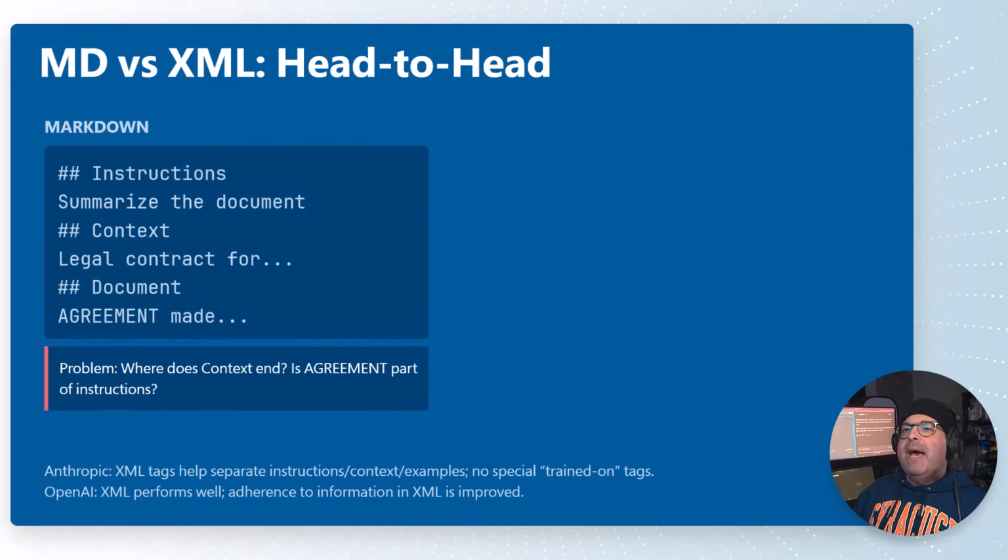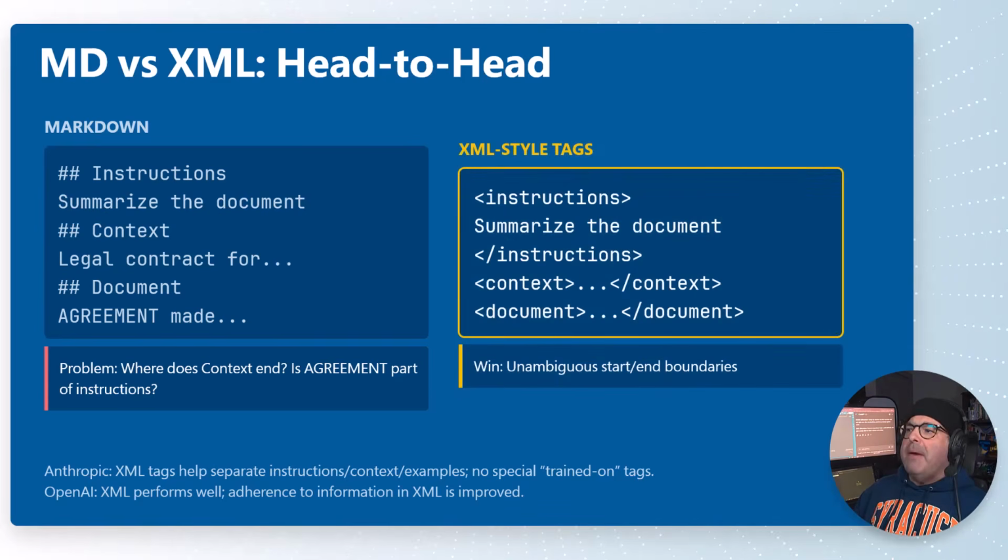In terms of head-to-head Markdown versus XML, again, you can see some ambiguity here if you're doing multiple headings at the same level. You're not telling the LLM anything about priority. And as the problem statement says, where does context end? Is agreement part of the instructions or not? It can get really messy.